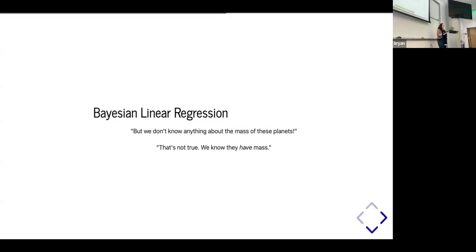We know they have mass. And I don't know why, but it has stuck with me so much. Prior information is super powerful. Like, we know they have mass, it's not 0. We know it's not 5 grams. We know it's not the mass of a supermassive black hole. We know they have mass. We do have prior information about planets and their mass, and we can fold that in.